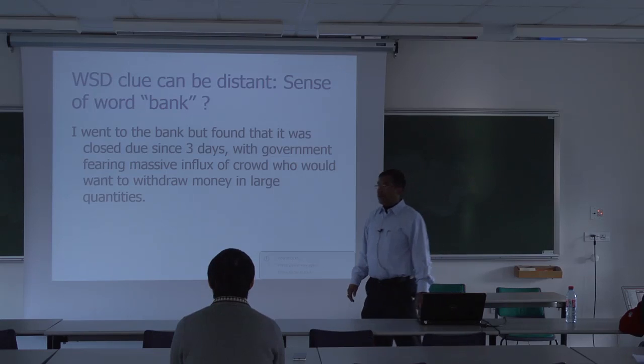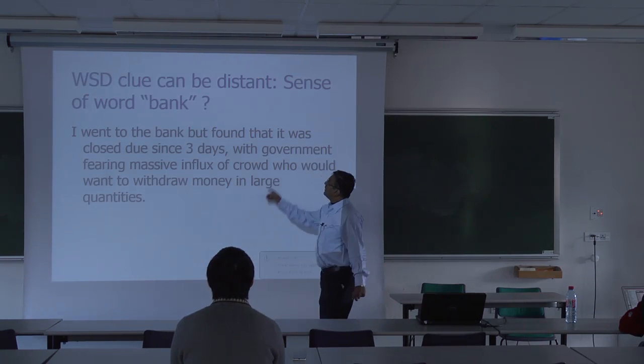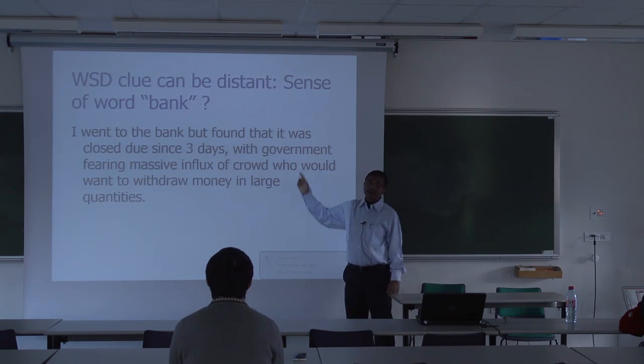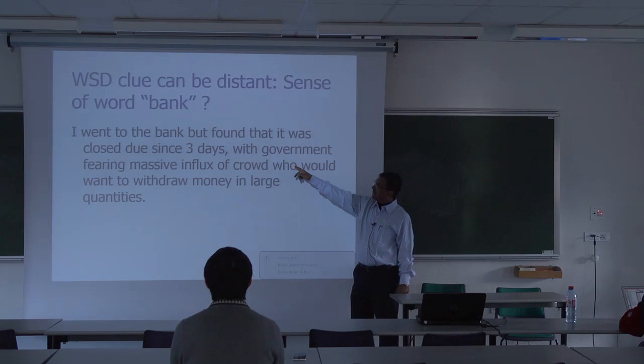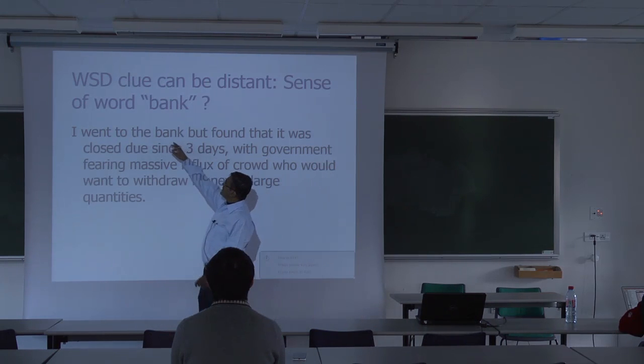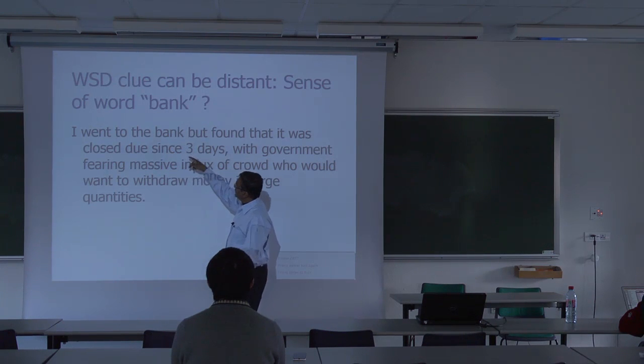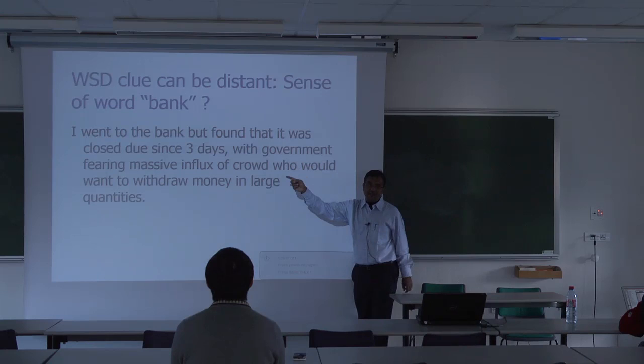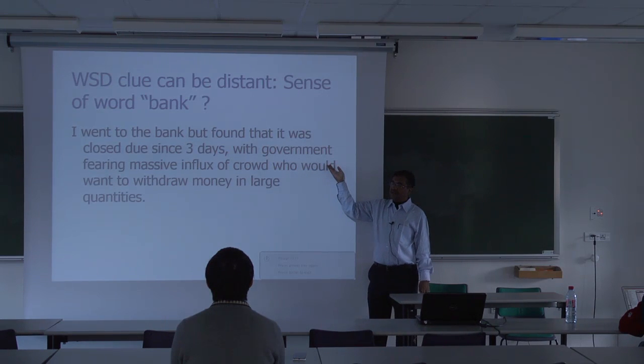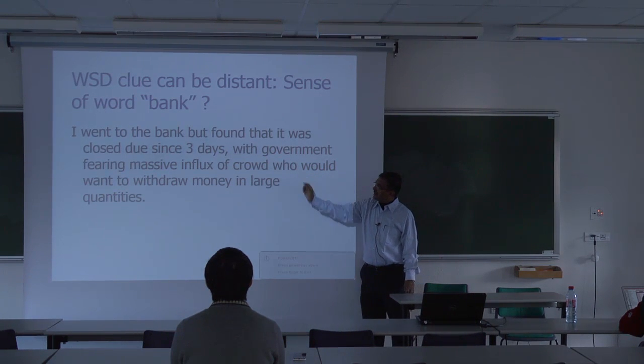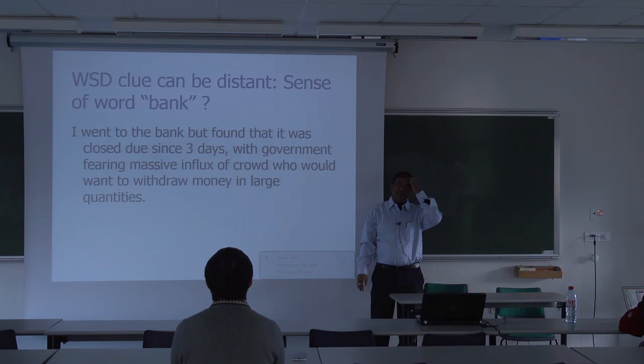So, the word sense disambiguation clue can be far away from the word which is disambiguated. If you look at this sentence, the ambiguous word is bank. Can you see where the clue is? If you read it from left to right, can you tell me where the clue for the disambiguation comes?